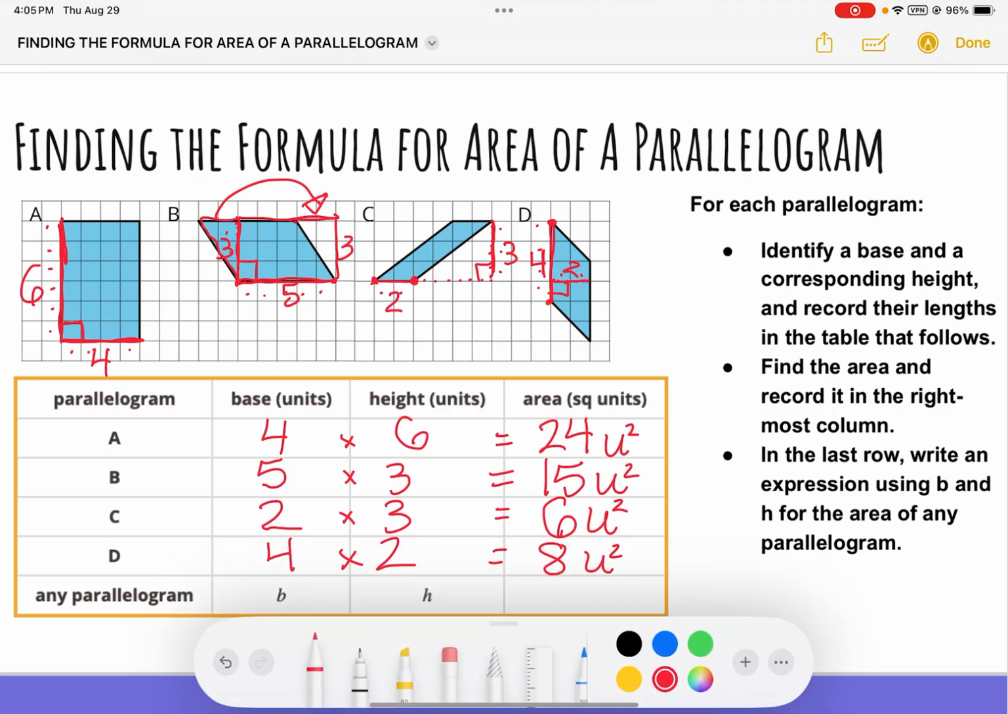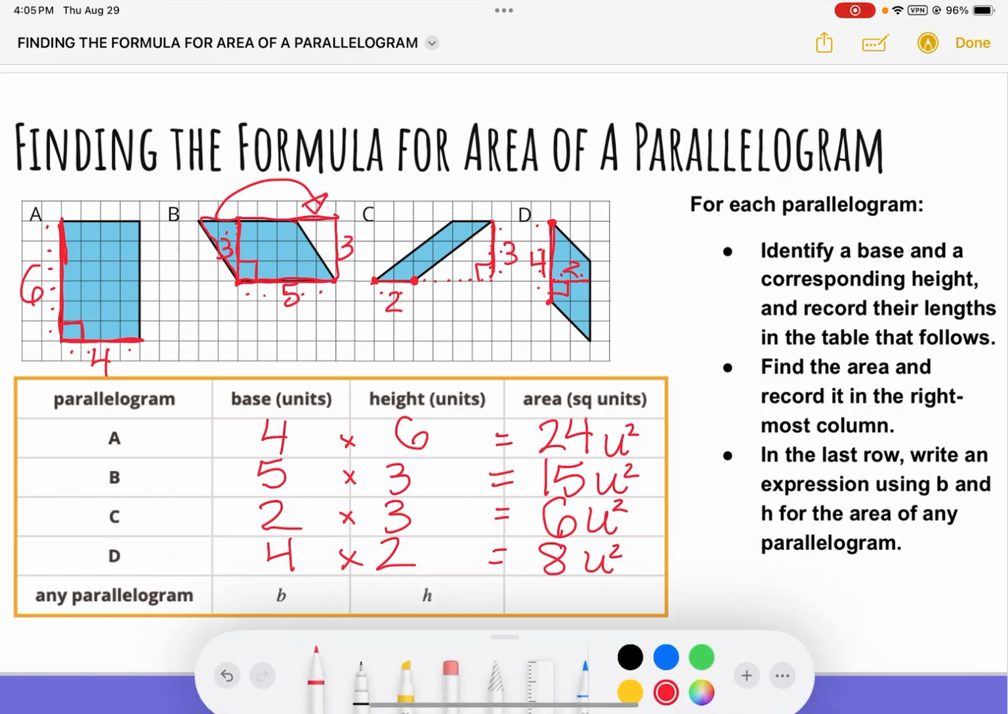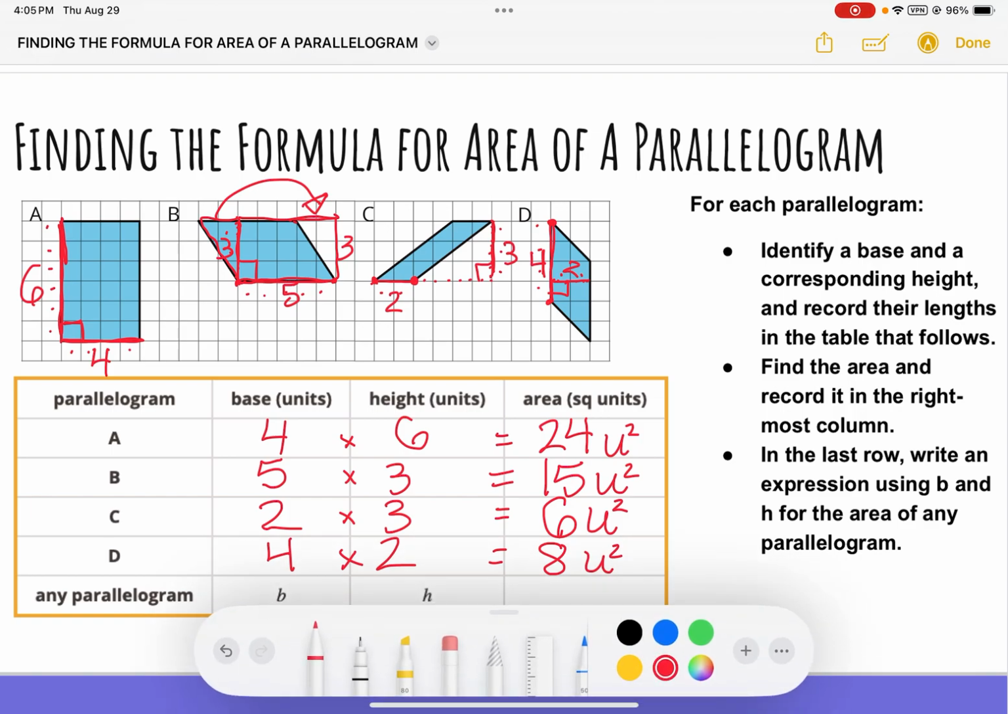Now we need to look at the last one. This last one says B and H. B meaning any base, H meaning any height. So they're asking, what do we do if we know the base and the height? Notice each time before we just multiplied them. So instead of an X, I'm going to put a dot like that. That means multiplication. So B times H.